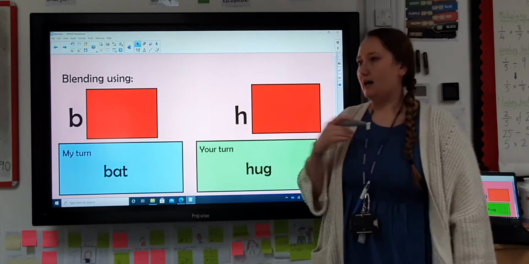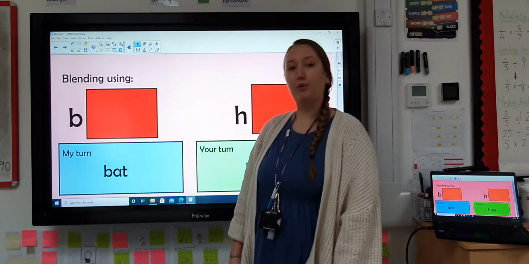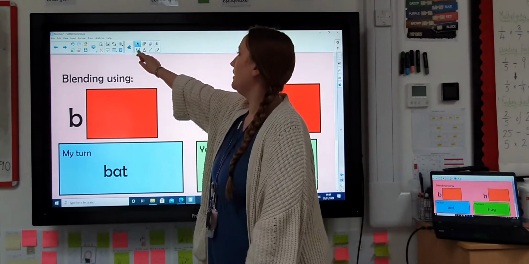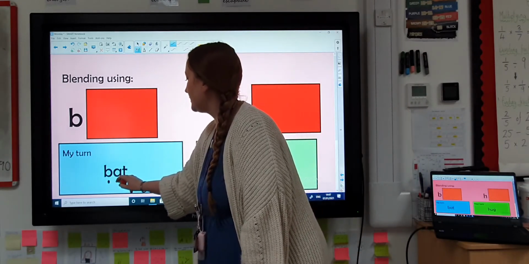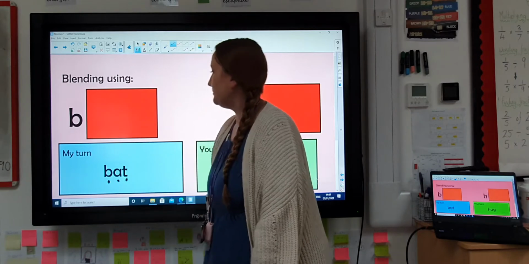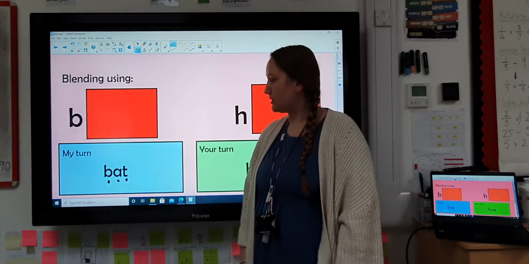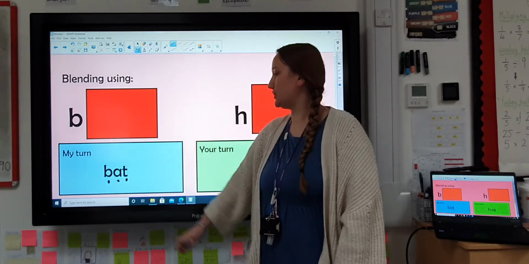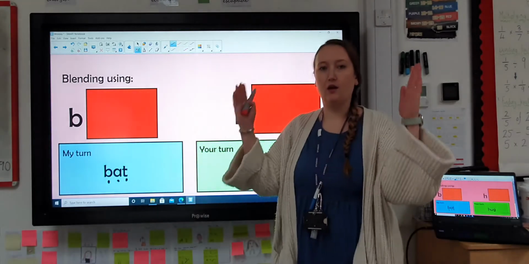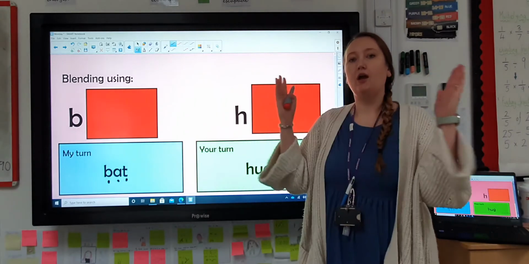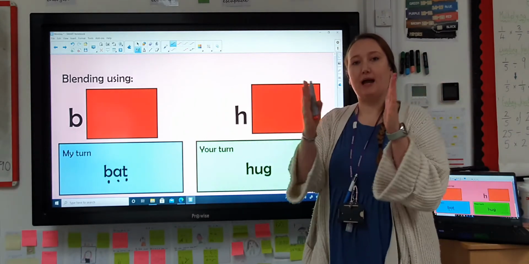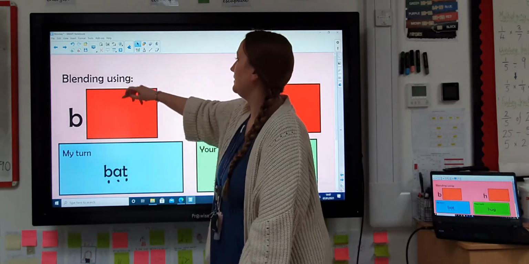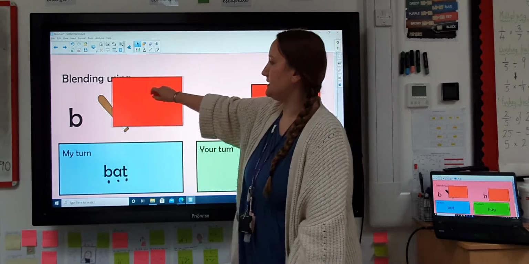So now I am going to have a go with the B phoneme and you are going to have a go with the H phoneme. Okay, so like before, I'm going to take my phoneme buttons. 1, 2, 3. Okay, so I can see I've got B and A and T. So let me push those sounds together. B, A, T. Bat. Does that say bat? I think it says bat. Yes, it is a bat.